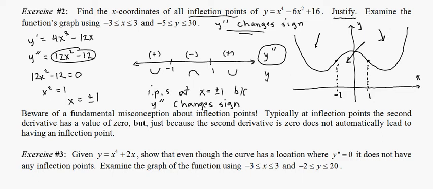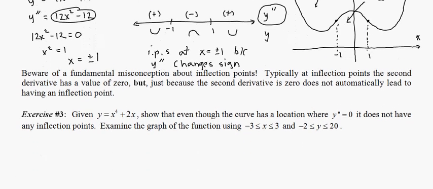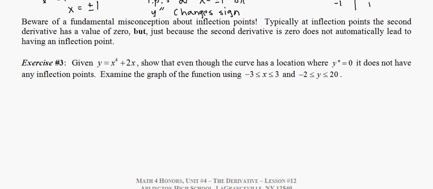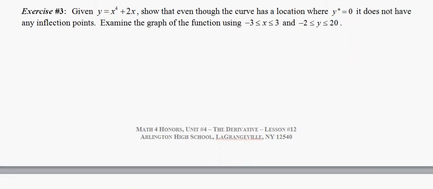Let's take a look at exercise number 3. If I had to list one of the top 5 misconceptions in calculus, it would be that every time you have a second derivative equal to 0, you have an inflection point. We want to try to squash that out right now because it's just not the case.